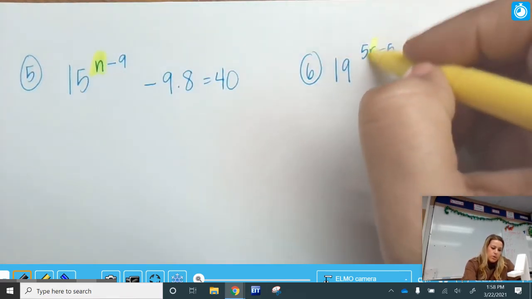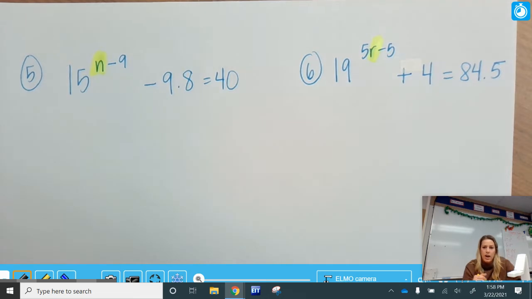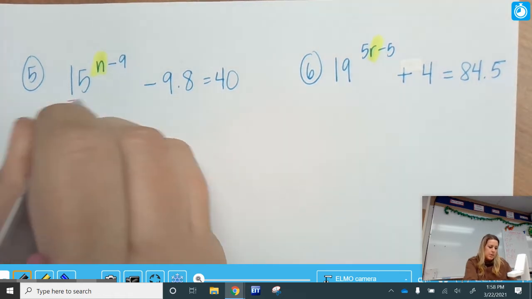So when the variable is in the exponent, that's an indication that you're either going to get common bases to solve, or you're going to have to take the log of both sides. If you're going to have to take the log of both sides, then you need to make sure that you get that thing that has the exponent with a variable by itself. So that means that I need to get this to be by itself.